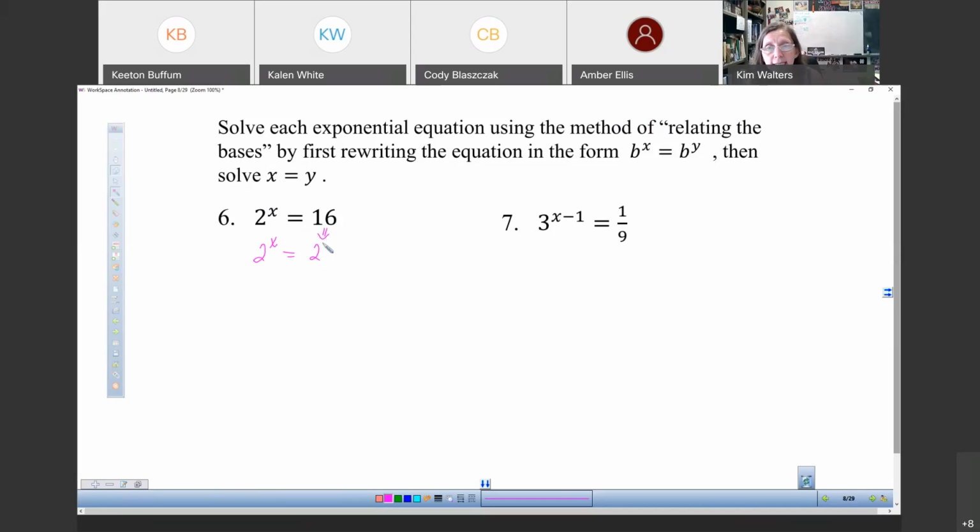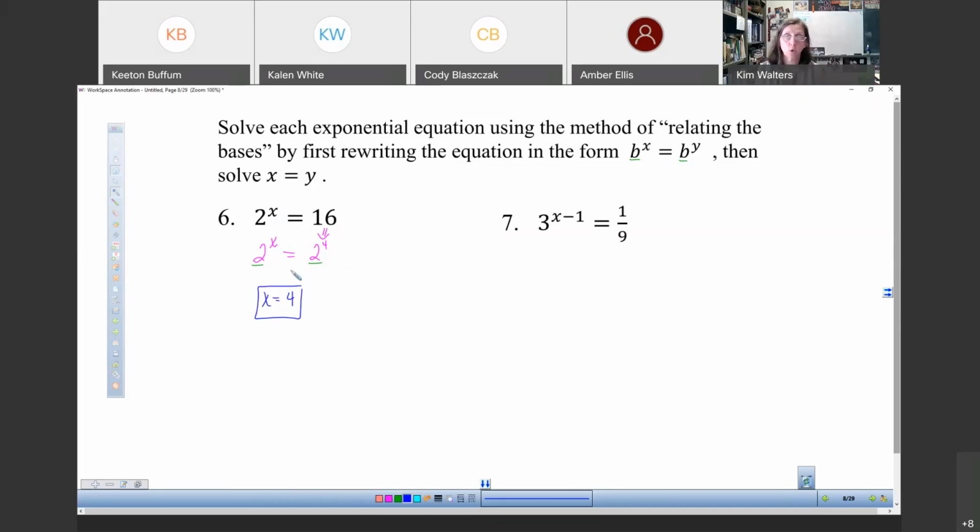So 16 is 2 to the 4th power. Now, here's what I need you to see. If I have something to the x equal to something to the y, and these two bases are the same, then I can simply say x is equal to 4. So my solution is, I don't even have to solve anything: x equals 4. And that's my answer.